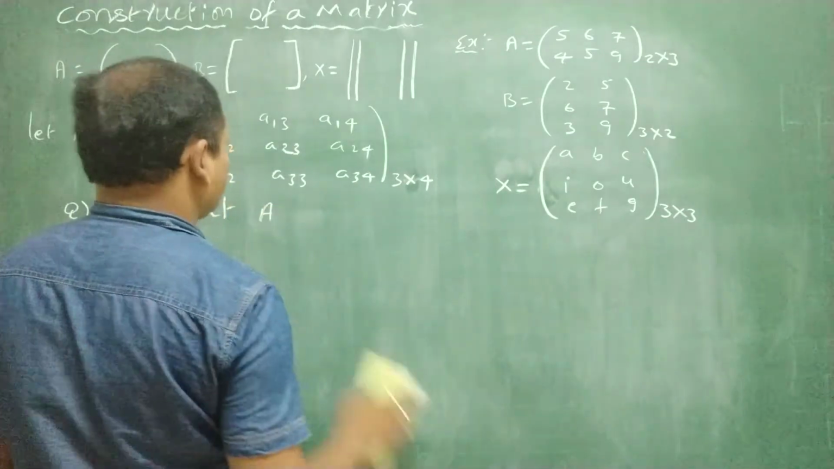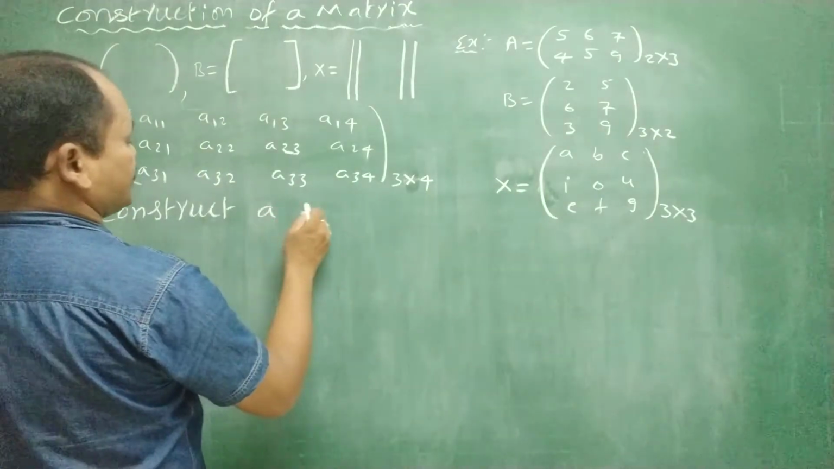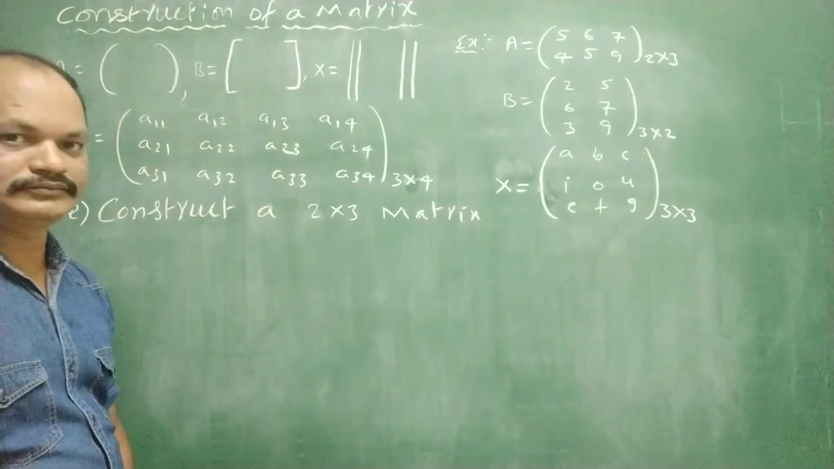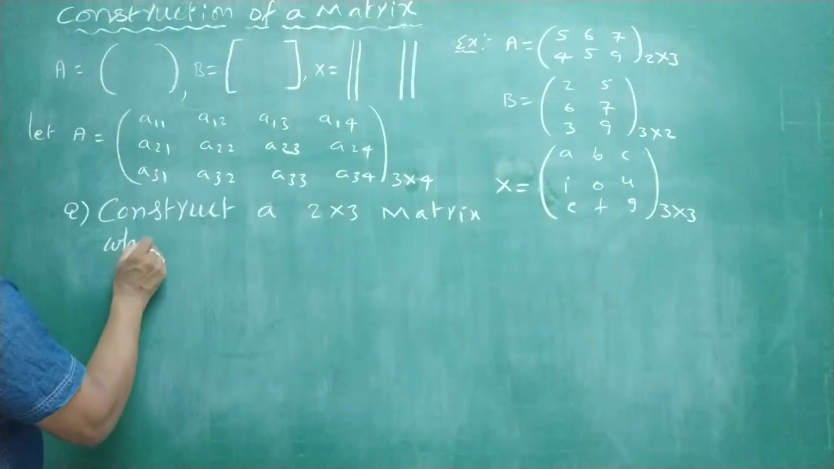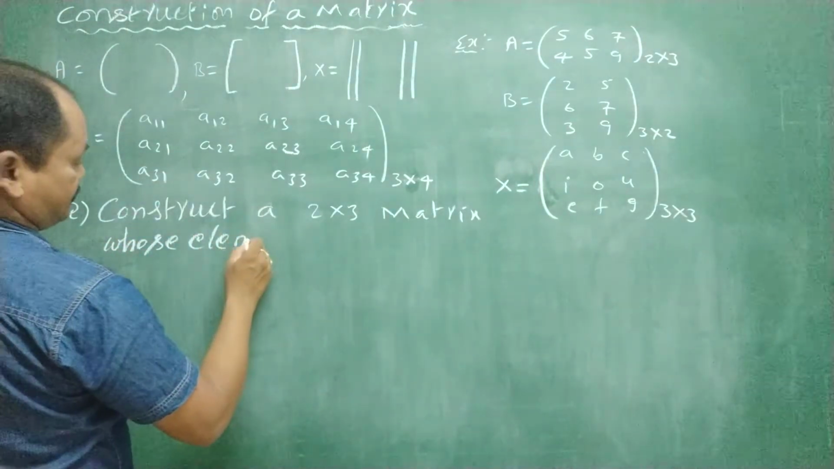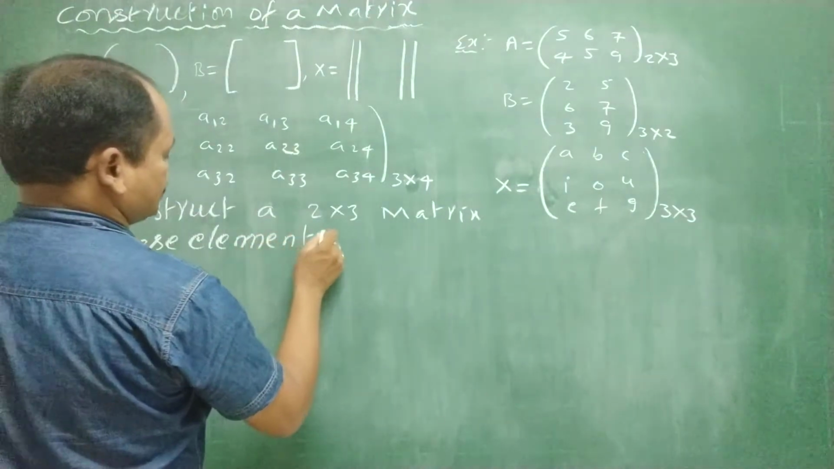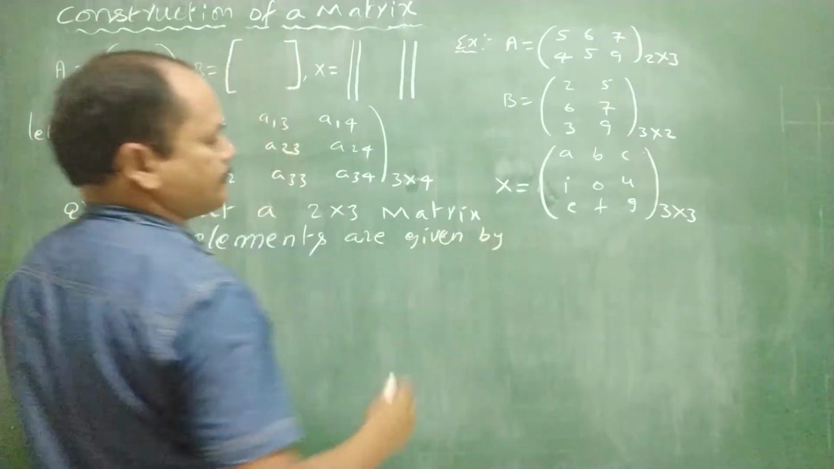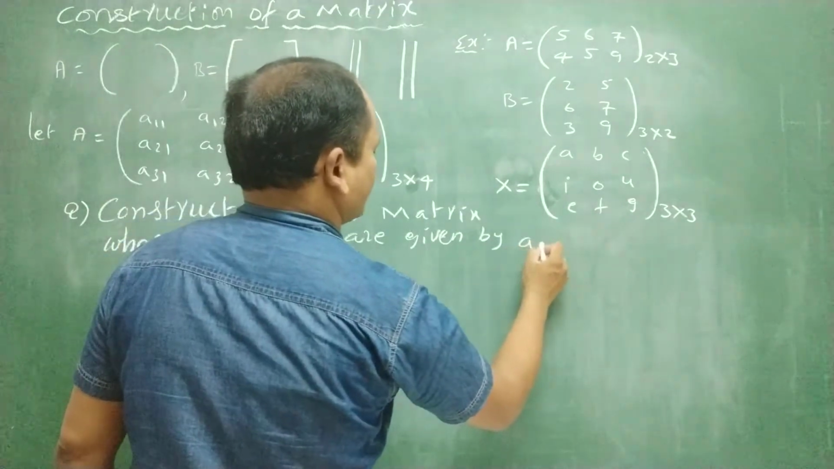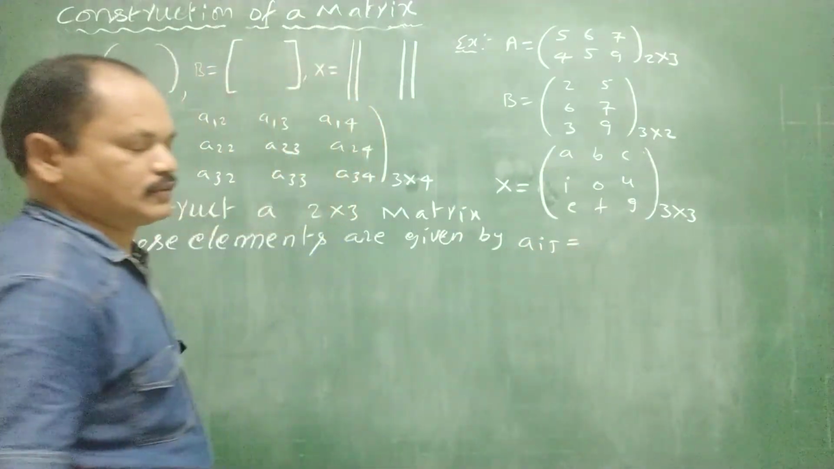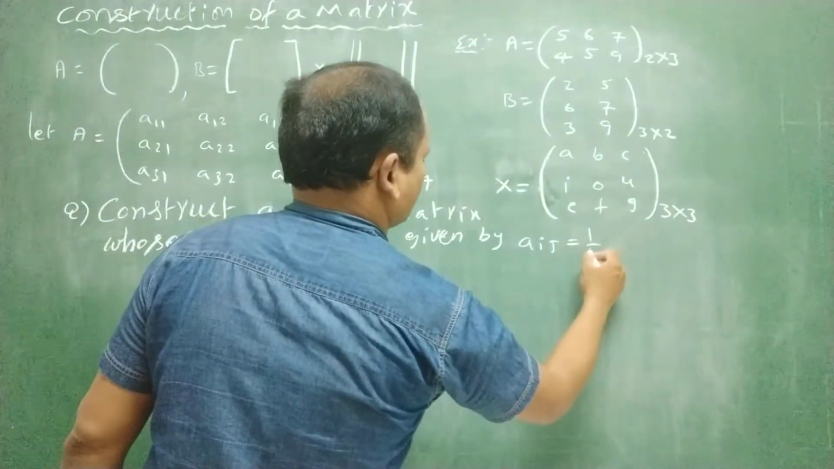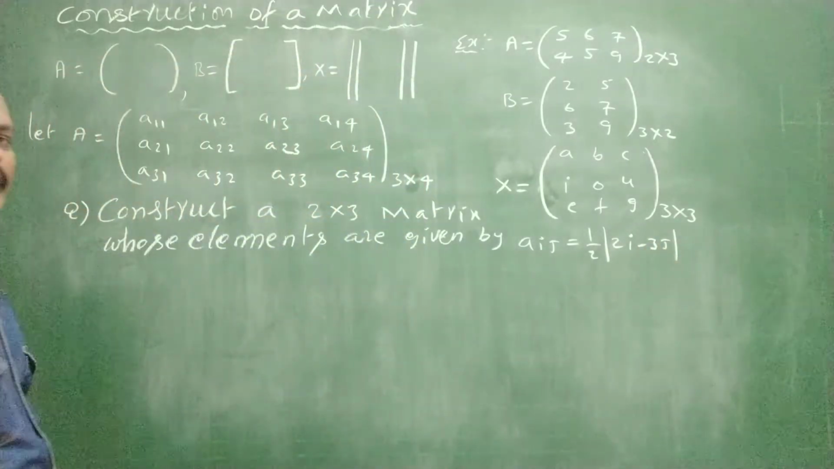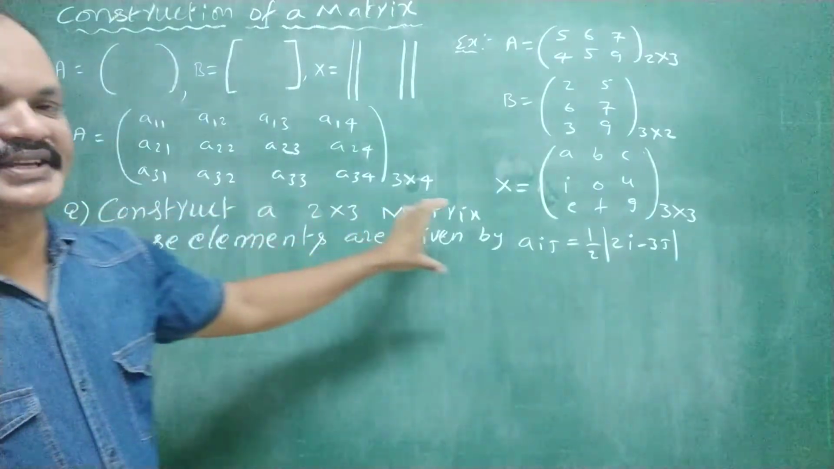Construct a 2 by 3 matrix whose elements are given by Aij is equal to 1/2 |2i - 3j|. That's all. This is the question, construction.